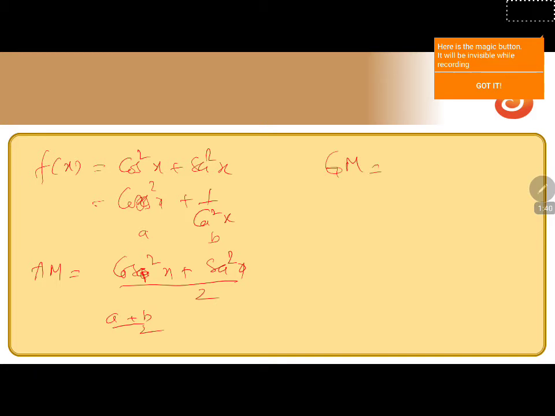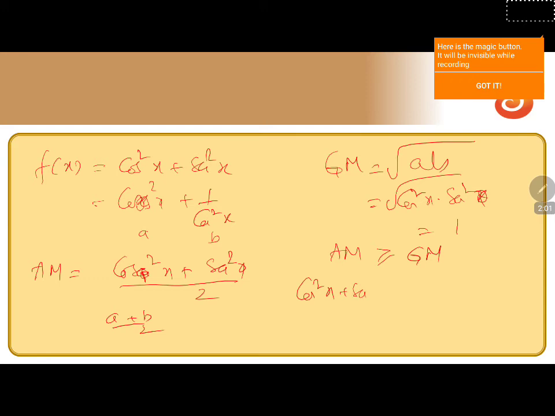GM is root of AB, that is cos square x into secant square x, which is 1. So AM greater than or equal to GM will give us (cos square x plus secant square x) by 2 greater than or equal to 1. Cos square x plus secant square x is greater than or equal to 2. So f of x is greater than or equal to 2. That's how you calculate.